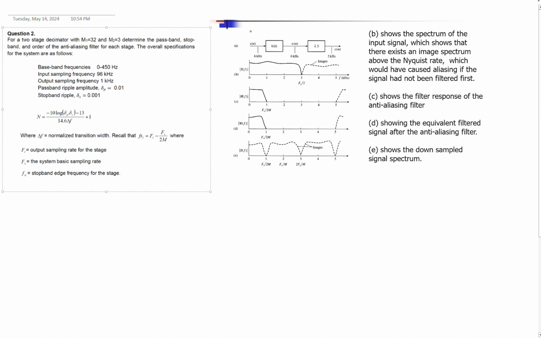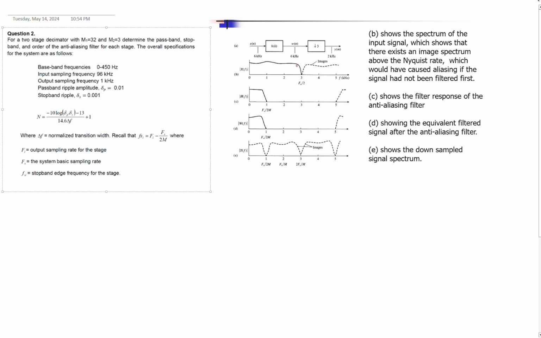The second question is a decimator. Before we look at this question, let's look at this one slice to review what happens if you downsample a signal. In this case, you start with a 6 kilohertz sampling frequency signal, because based on the Nyquist sampling theorem, the highest frequency you can have in that signal is 3 kilohertz.